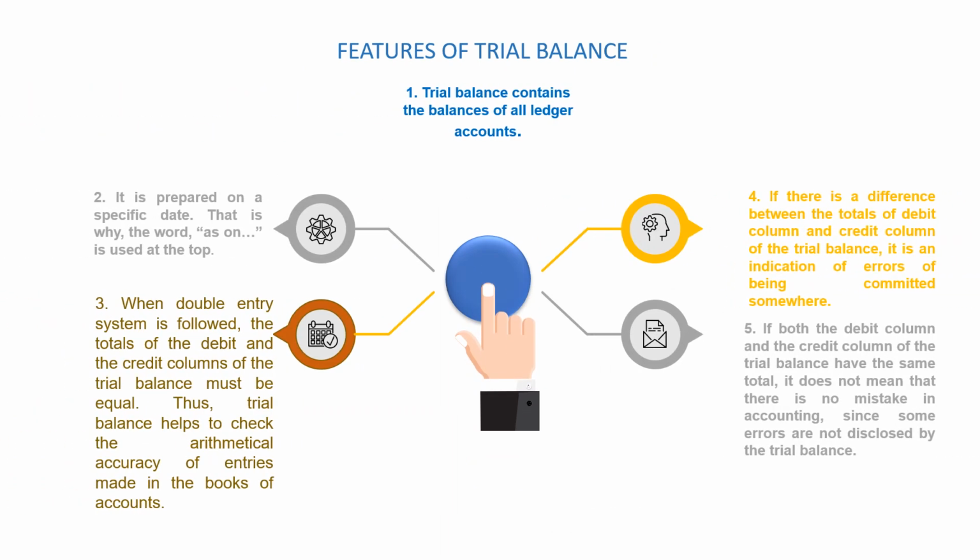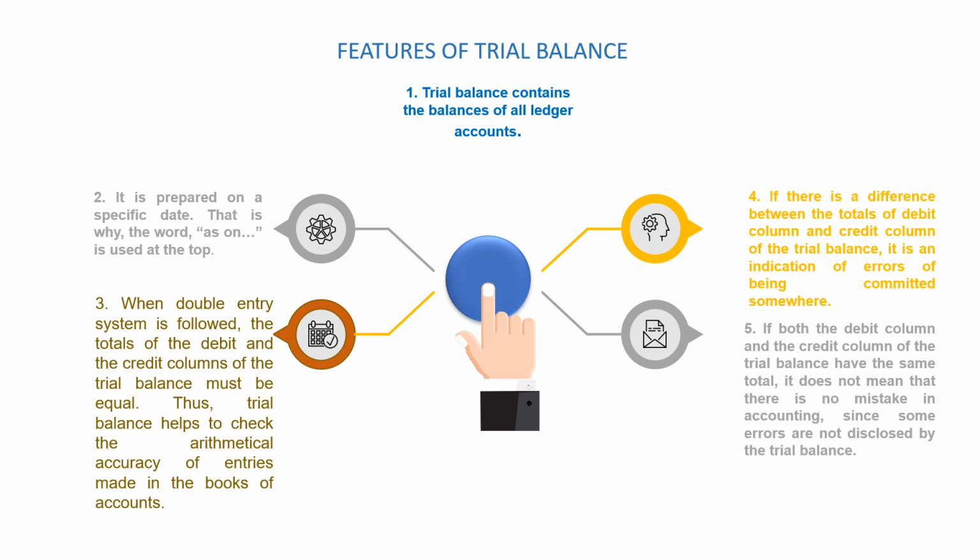Features of trial balance. Following are the features of trial balance. 1. Trial balance contains the balances of all ledger accounts. 2. It is prepared on a specific date. That is why the word "as on" is used at the top. 3. When double entry system is followed, the totals of the debit and the credit columns of the trial balance must be equal. Thus, trial balance helps to check the arithmetical accuracy of entries made in the books of accounts.